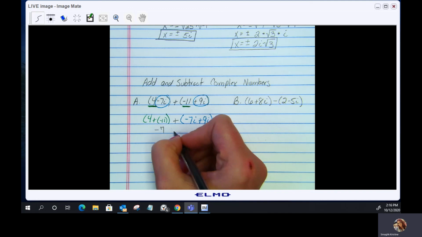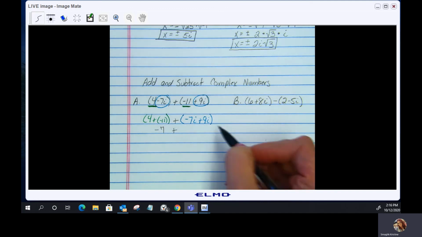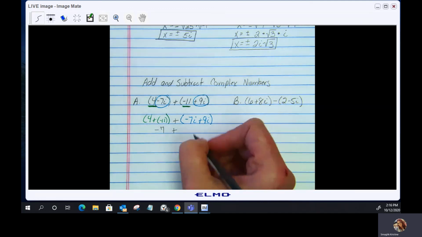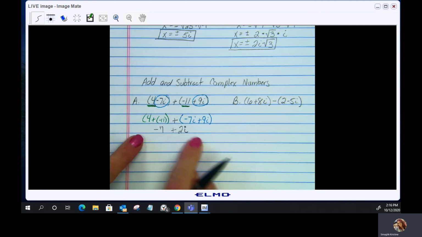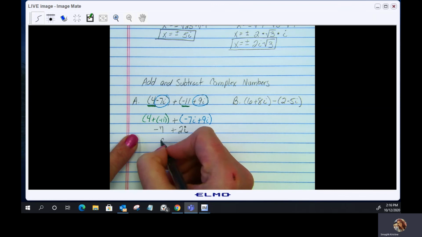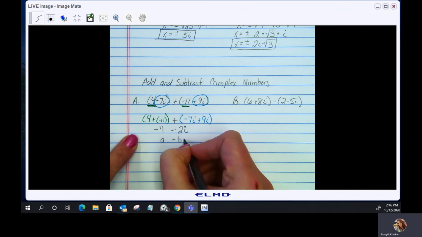And that is going to be a plus -7i plus 9i, that's a positive 2i. And notice here too, if you look at the notes, we are in our standard form for complex numbers. This is a plus bi.